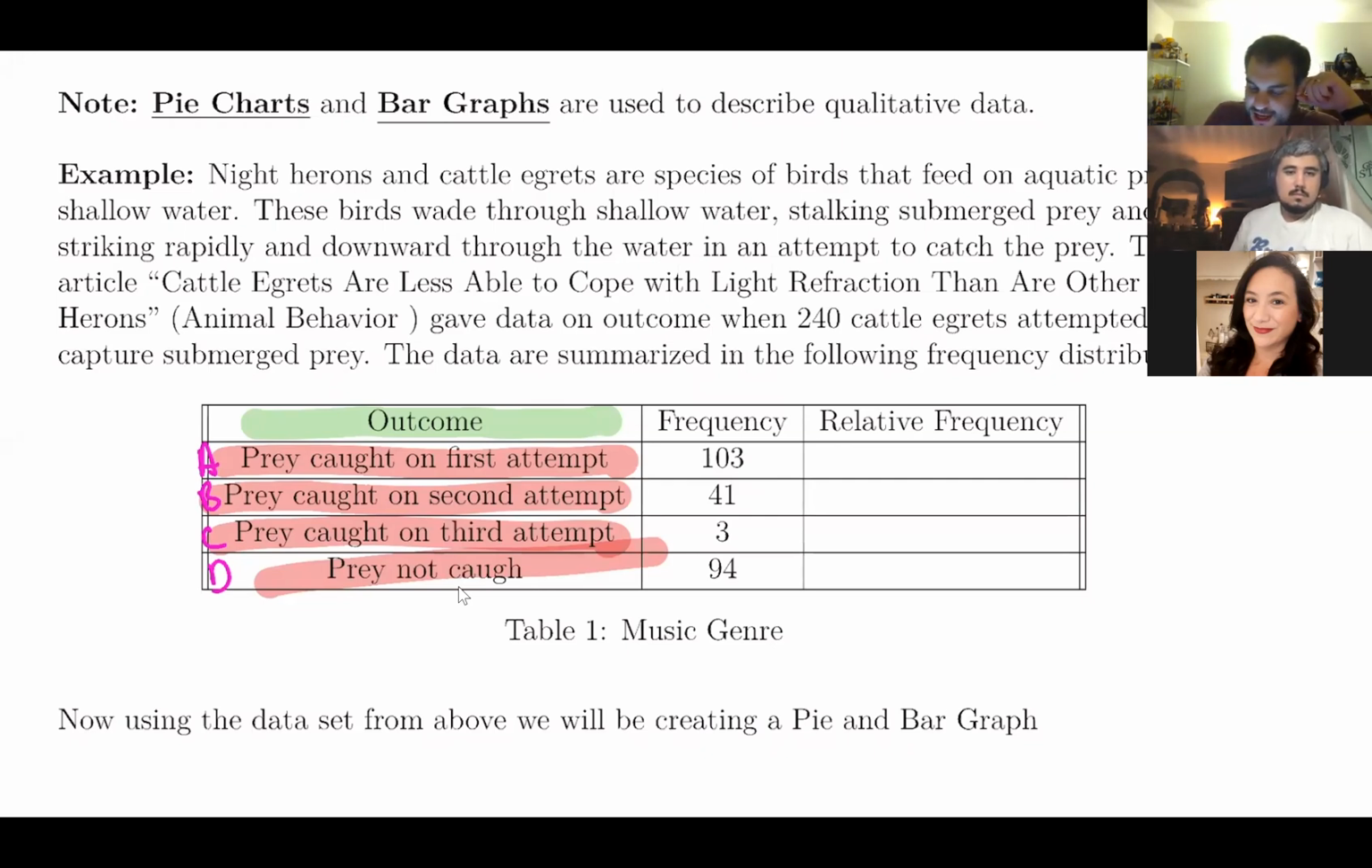First thing we're going to do, we're going to calculate relative frequency. Remember, relative frequency is relative to however many participated. For this one, how many prey participated? Yeah, 240. So right here, we're going to do 103 divided by 240. Any question where I got 103 divided by 240?